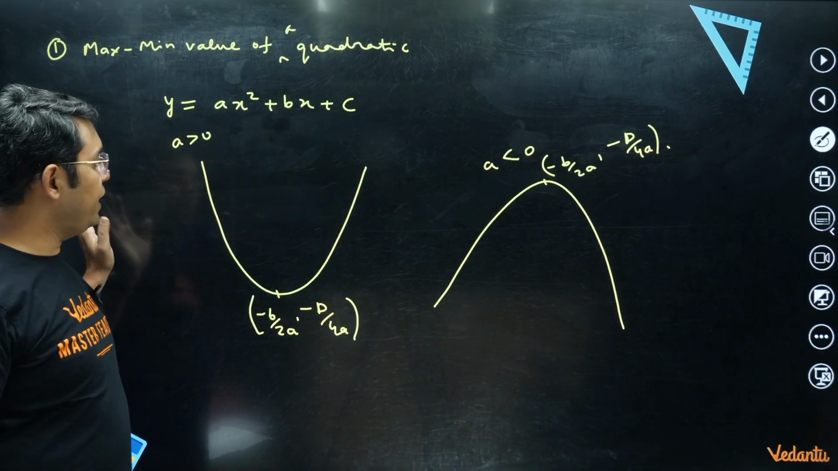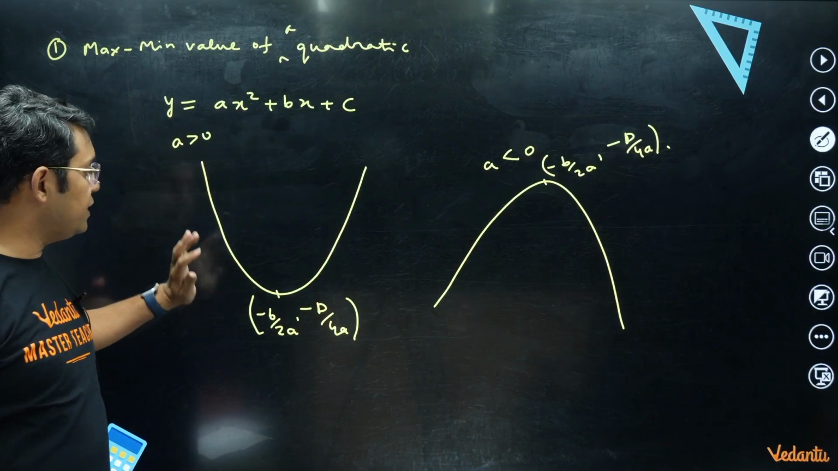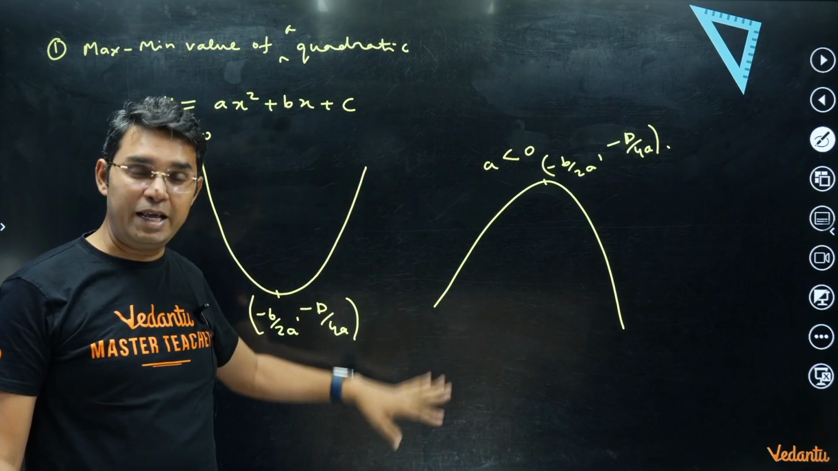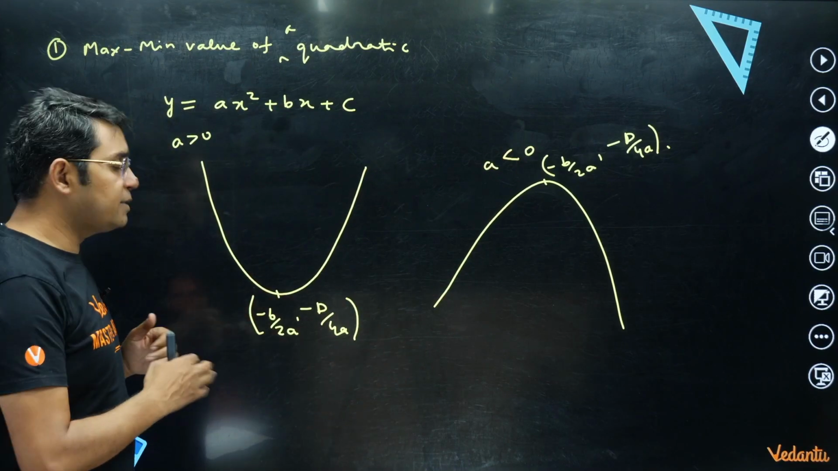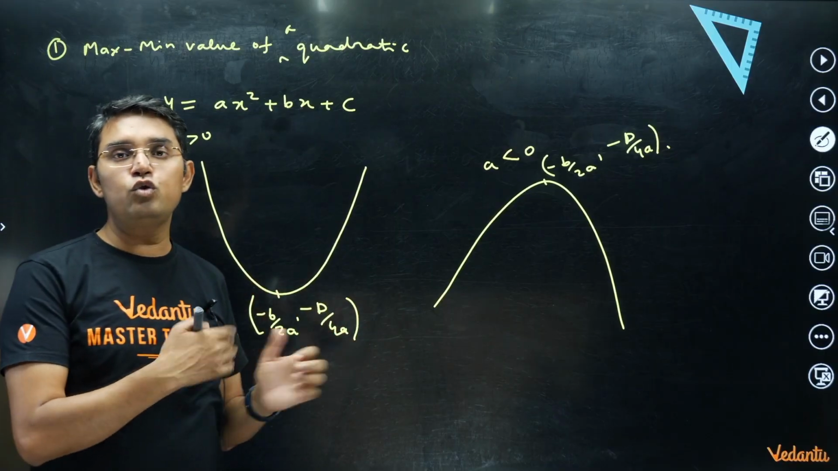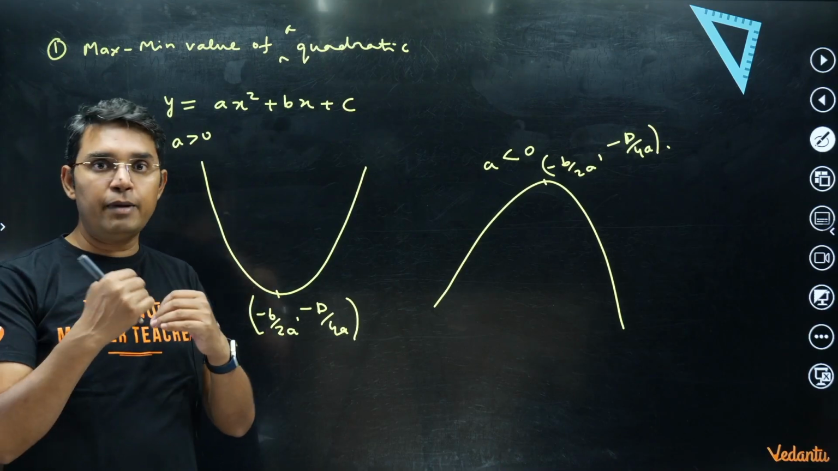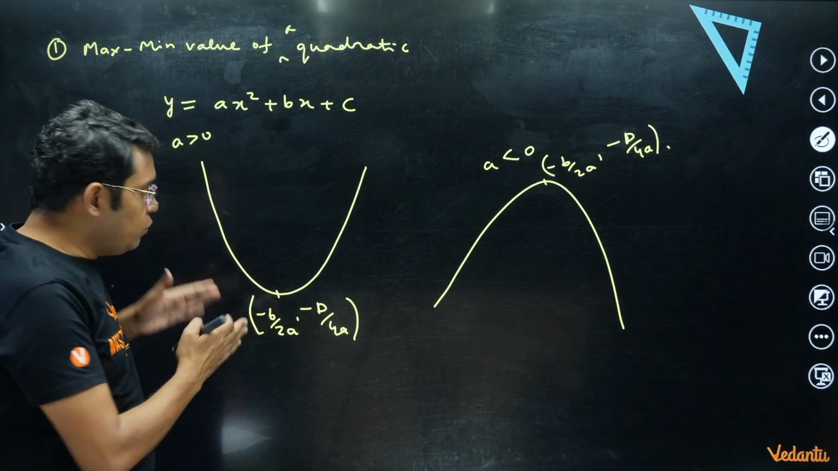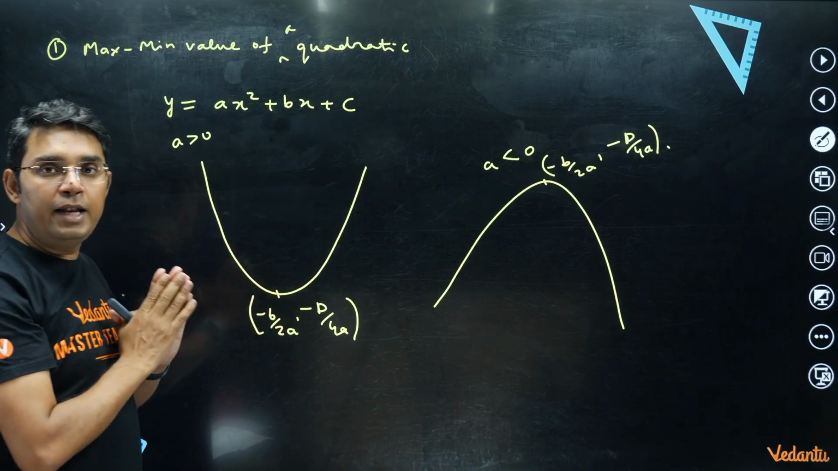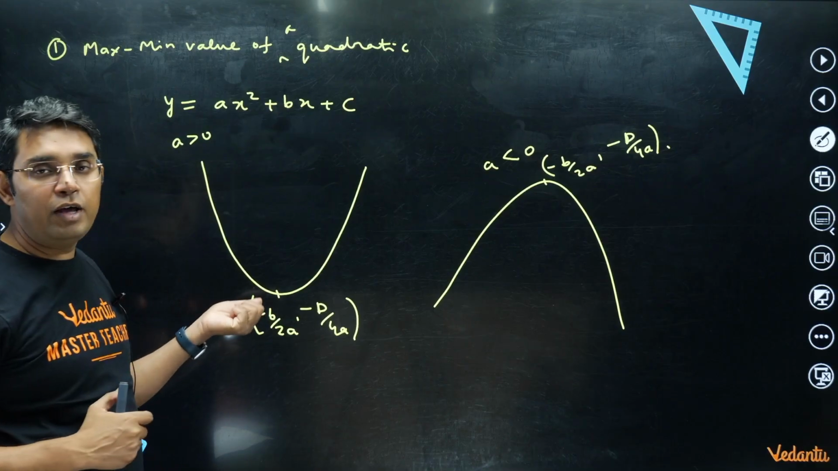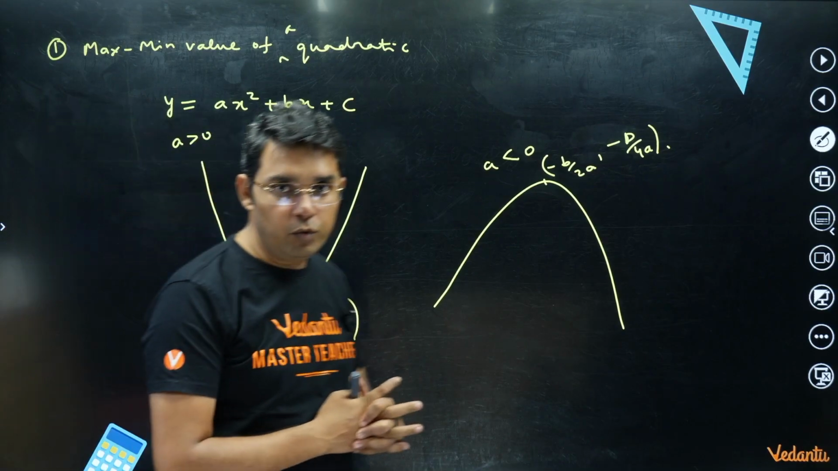If x is from minus infinity to plus infinity, in this case maximum value will go to infinity, in this case minimum value will go to minus infinity. But if your x is range bound like minus 2 to minus 4 or something like that, in that case you have to check that this range minus 2 to minus 4 will fit into which part of this graph. Depending upon that, you can comment when will be the maximum value, when will be the minimum value. Okay, so that is one thing.